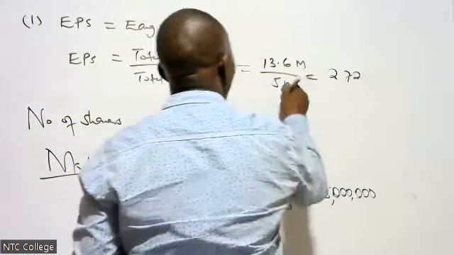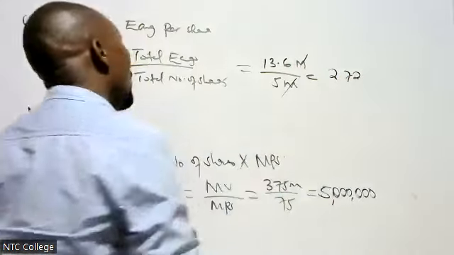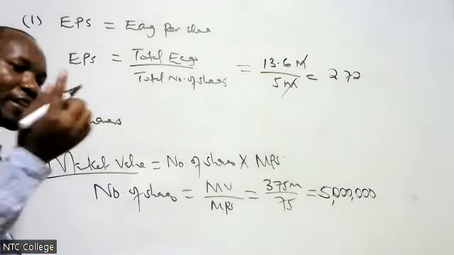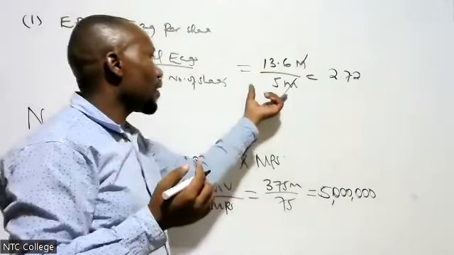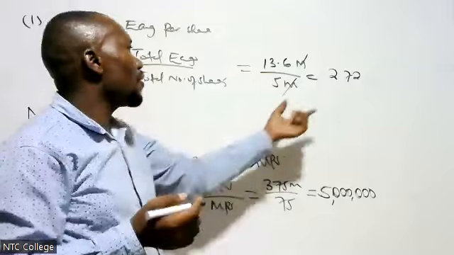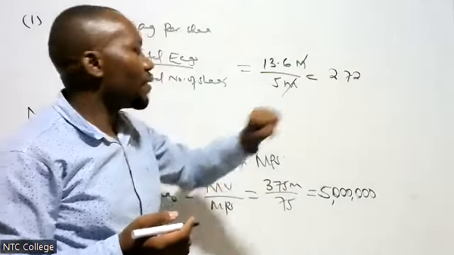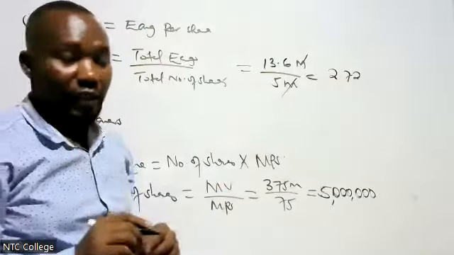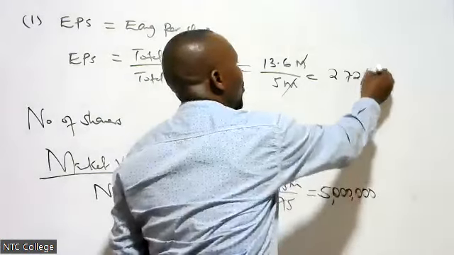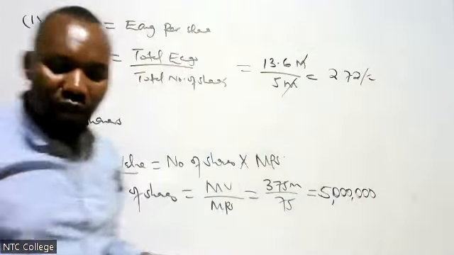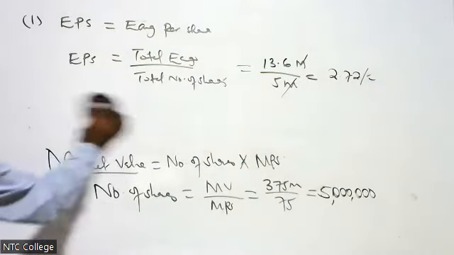We're getting 2.72 million, cancel billions. So our EPS, that is earning for one share. We have 5 million shares, but each share has got 2.75 shillings. That is the earning, the normal in shillings. How much in shillings? So that is the first question.